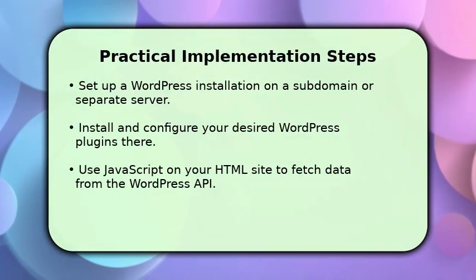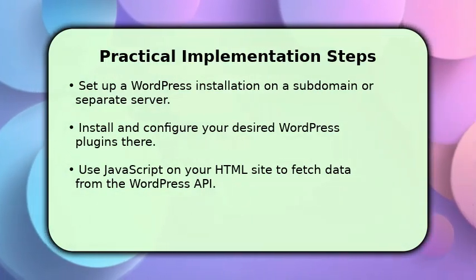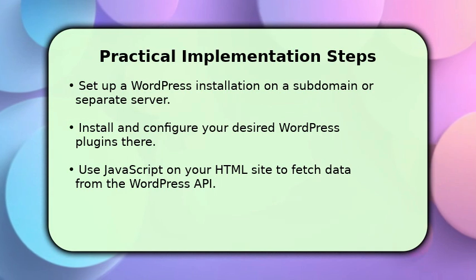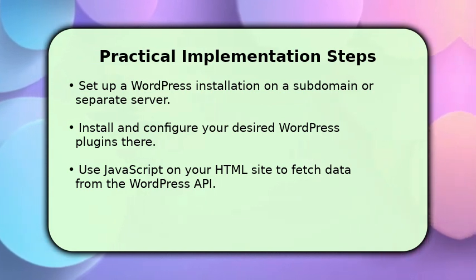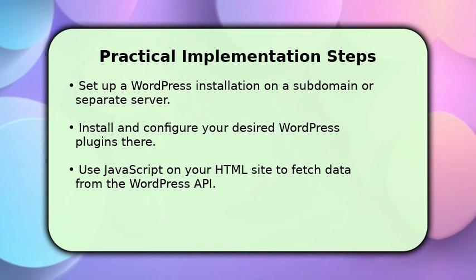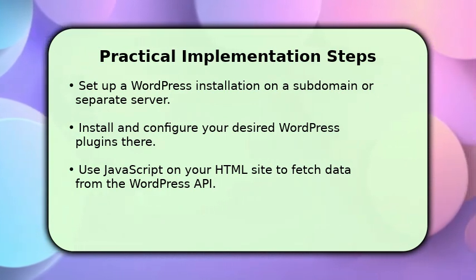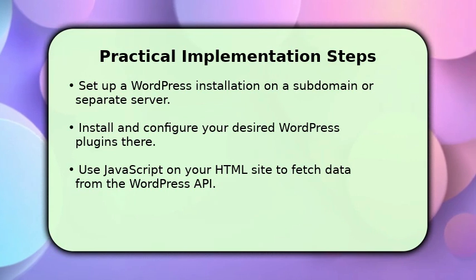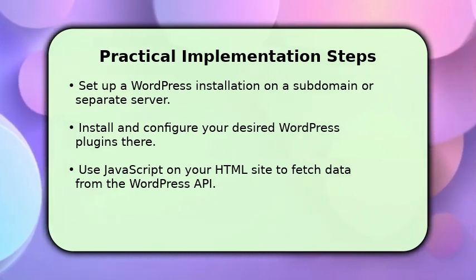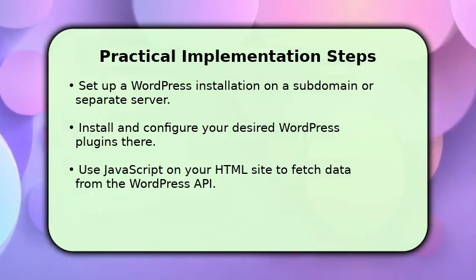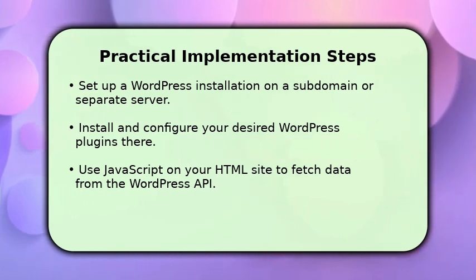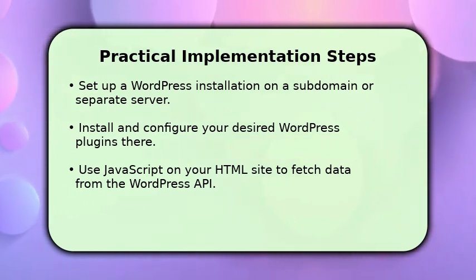To implement this, first establish a WordPress installation, perhaps on a subdomain like blog.yourdomain.com. Install and configure all your chosen plugins within this WordPress environment. For instance, a contact form plugin would be set up here. Then, on your HTML website, use JavaScript to make API calls to your WordPress backend. This allows you to display dynamic content, like recent blog posts or form submissions, directly on your static pages.